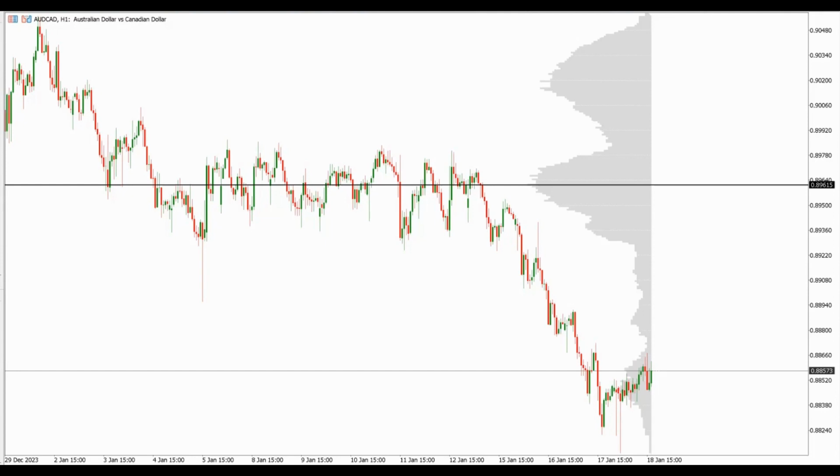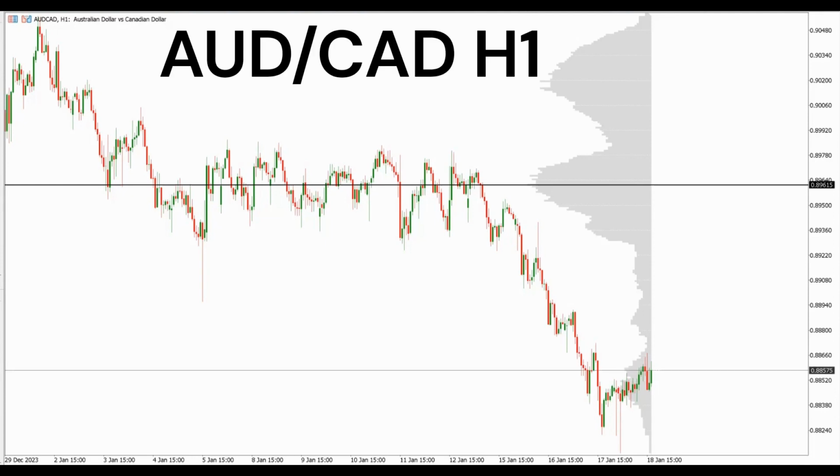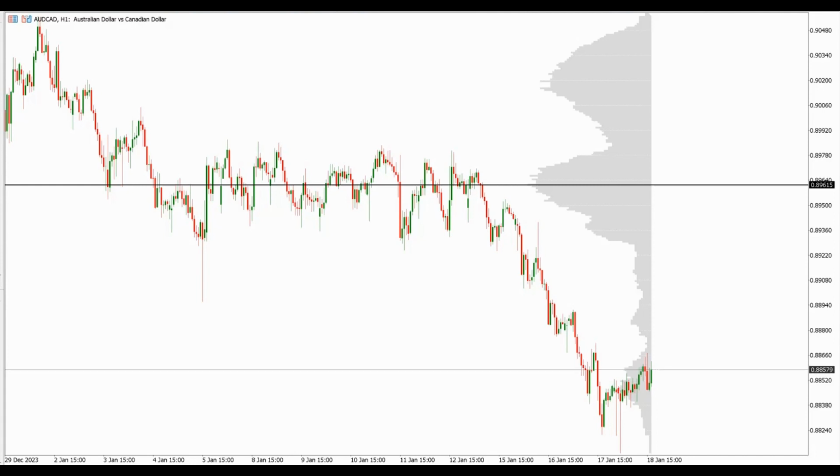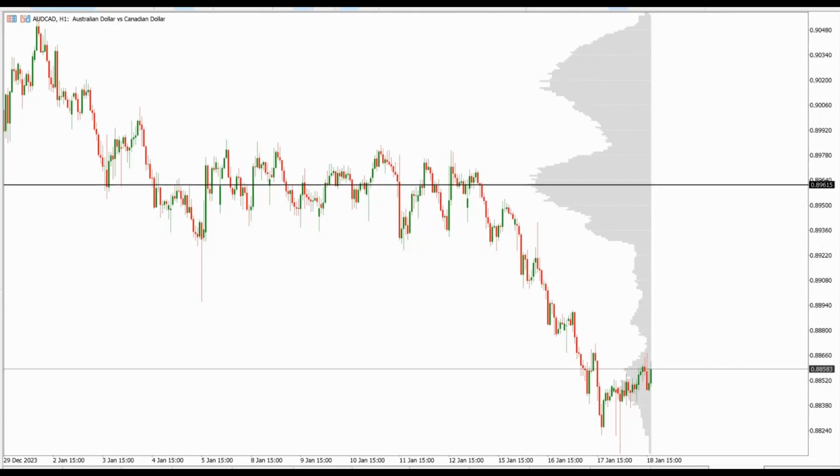I'll be analyzing AUD/CAD on the 1 hour time frame. So this is the Australian dollar versus the Canadian dollar, right? We can see clearly this is the 1 hour time frame, and I'll be analyzing this trading opportunity, which is volume profile analysis. You want to crush it in the market. You want to make that profit, right?